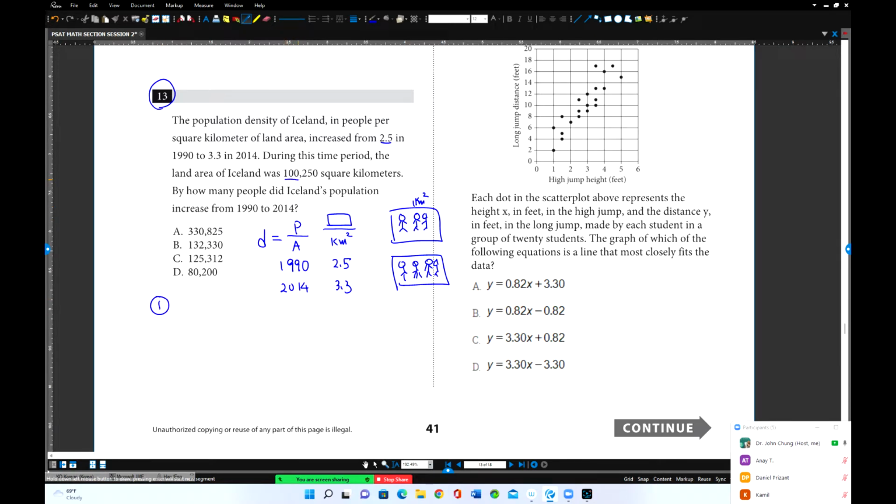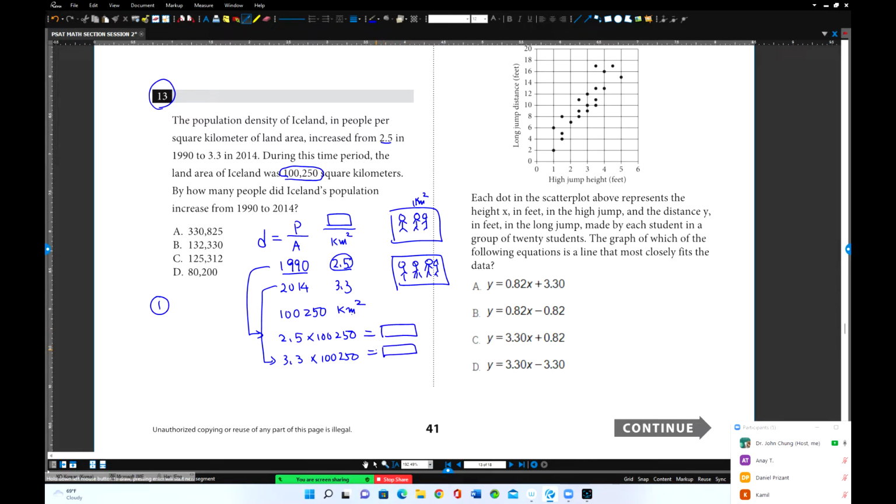So this is given. The land area is 100,250 square kilometers, right? In 1990, each kilometer has 2.5 people, so you can do 2.5 times 250. That is the number of population in the land. In 2014, each kilometer has 3.3 people. So multiply by the area, and it's going to be the total number of population in the area.